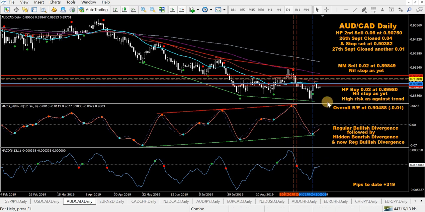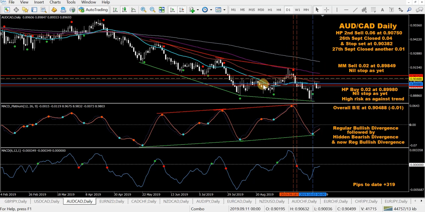Pips to date, you can read it all. If you see red dotted line, that is a stop. And if you see yellow dashed line, that's normally some sort of break-even level. So here, we've got overall break-even up here at 0.90488. And it's negative 0.01 overall, so as long as price is below that yellow dashed line on an overall break-even, and it's a negative, then that means we're overall profitable on that pair.